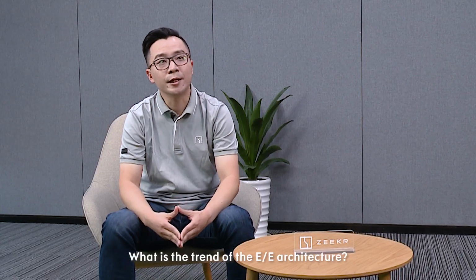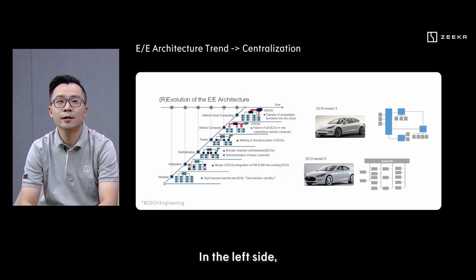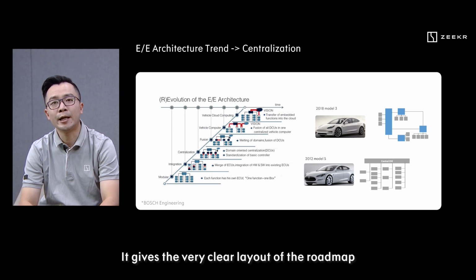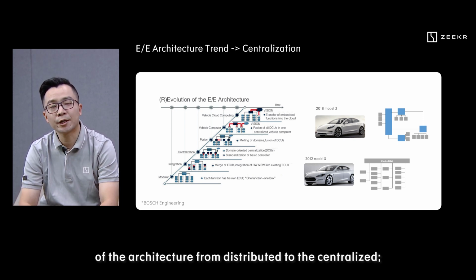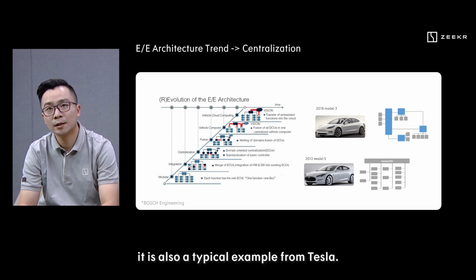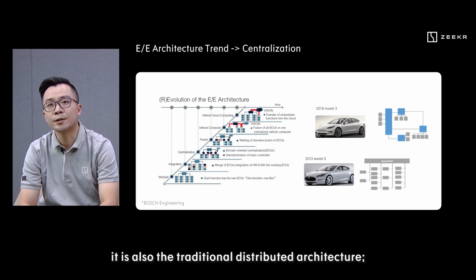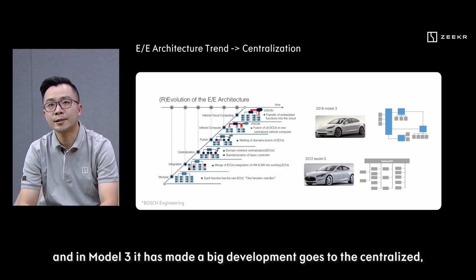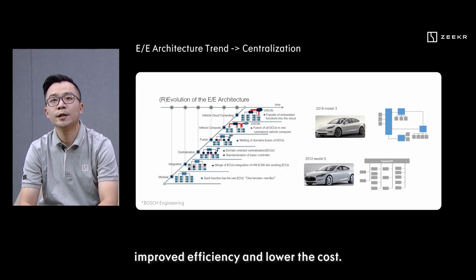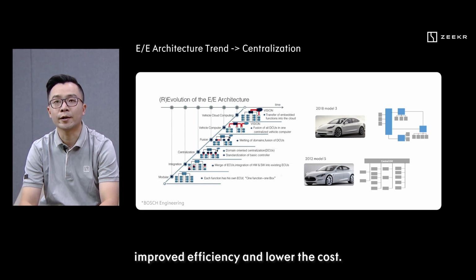What is the trend of the E-architecture? On the left side, it is a picture from Bosch Engineering. It gives a very clear layout of the roadmap of the architecture from distributed to centralized. And on the right, it is also a typical example from Tesla. Before Model 3, it was also the traditional distributed architecture. And in Model 3, it made a big development and went to centralized. The reason behind it is quite simple. Improve the efficiency and lower the cost.